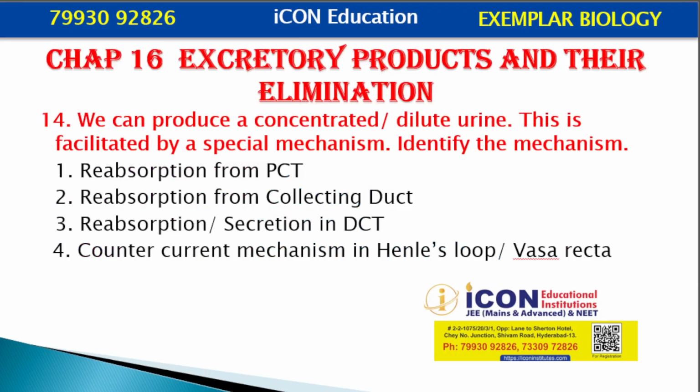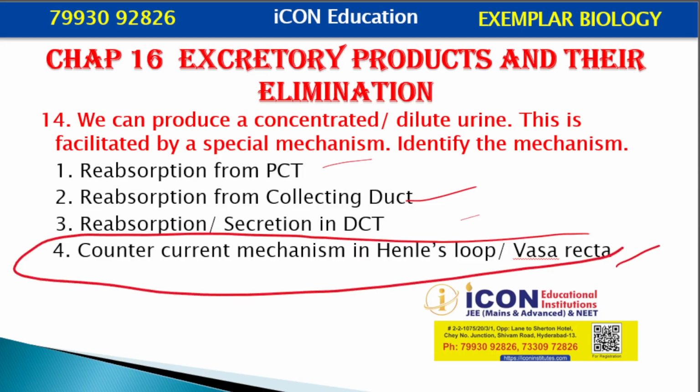Moving on. We can produce concentrated or dilute urine. This is facilitated by a special mechanism. Identify the mechanism. Reabsorption from PCT, reabsorption from collecting duct, reabsorption and secretion of DCT, countercurrent. The countercurrent mechanism in Henle's loop and vasa recta is the special mechanism which we have for concentrated urine.